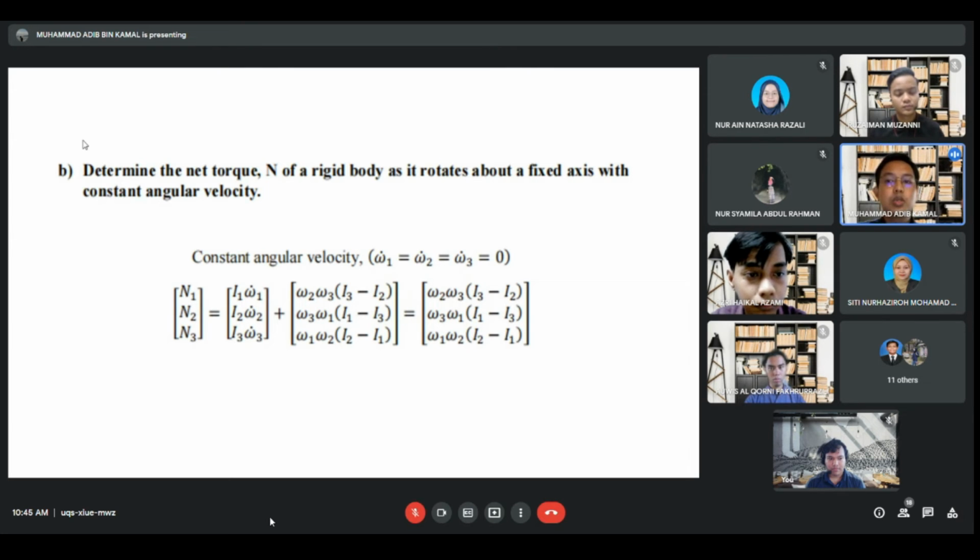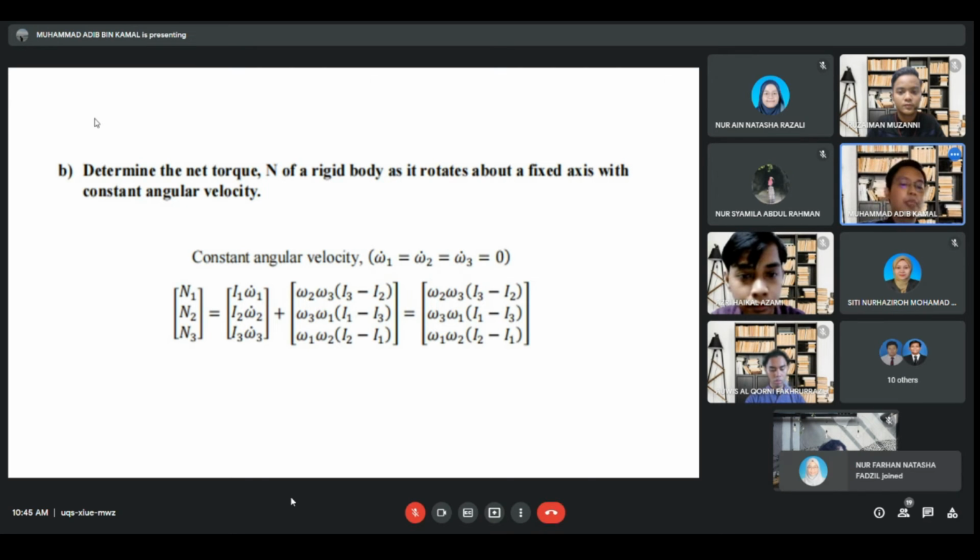Next, the Euler equation reduces to n1, n2, n3 equal to I1 omega dot 1, I2 omega dot 2, I3 omega dot 3, because in the fixed frame this equals 0.